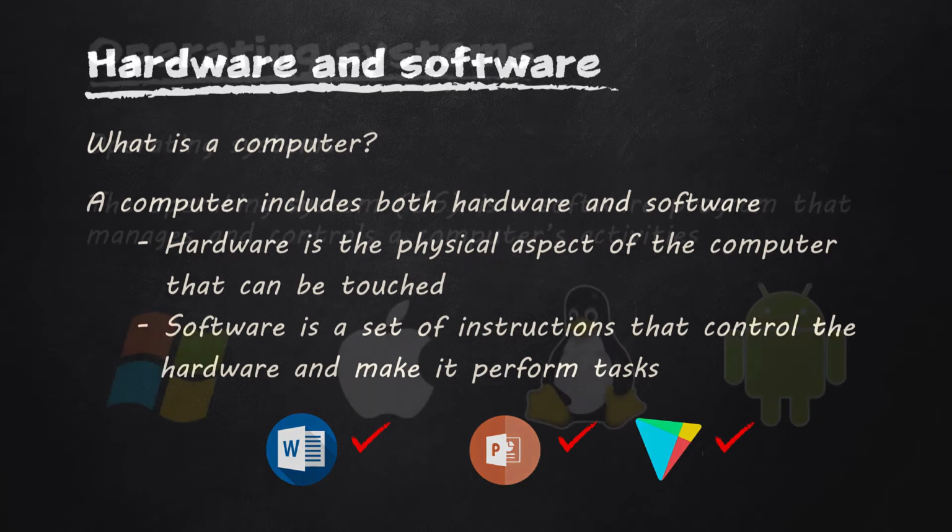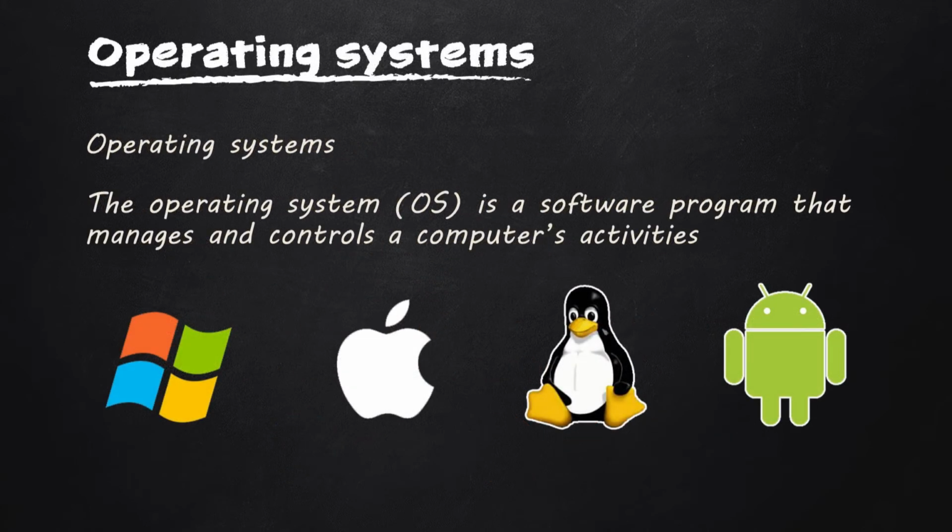In order for a computer to run, an operating system must be installed on that computer. An operating system, or OS, is a set of software programs that manage and control a computer's activities.